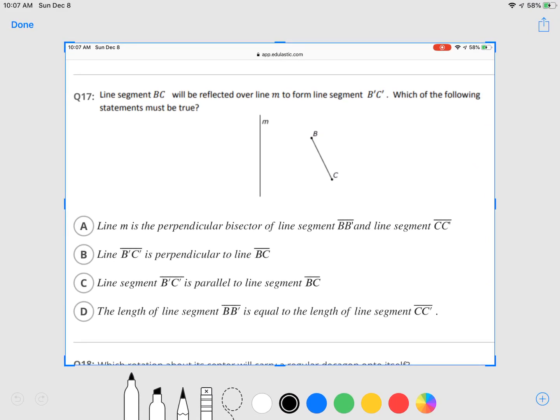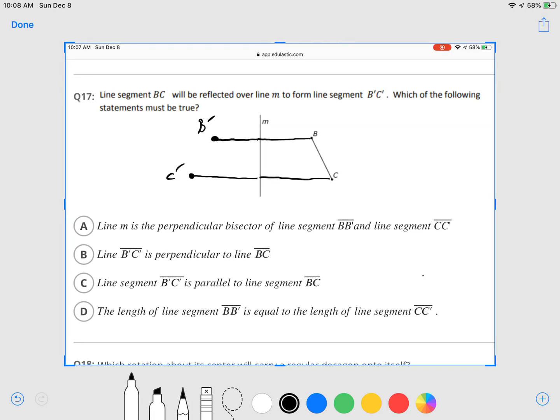Line M is the perpendicular bisector of line segment BB prime and line segment CC prime. Okay, well, first of all, we have to identify what these line segments are. So it says that we're reflecting over the line M. So we gotta take B, it's about that far, which is about to here. So B prime is over here. And then C, we have to reflect that across the line. It's something like this. Okay, this is C prime.